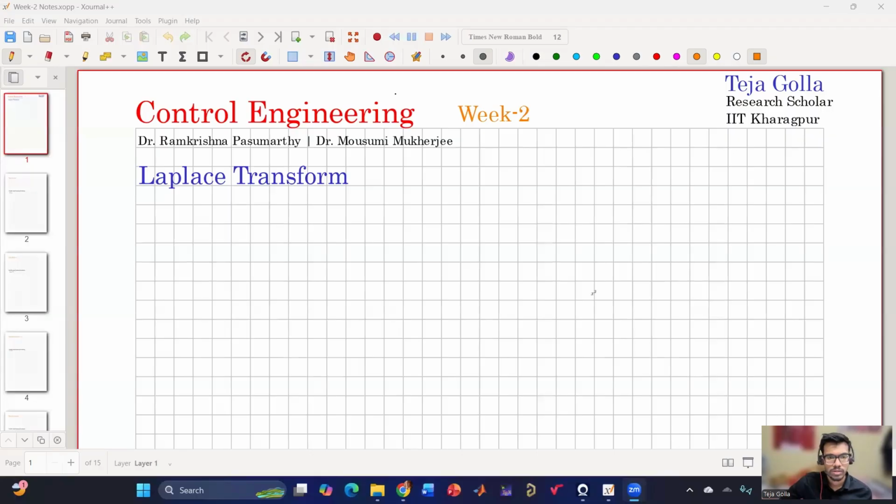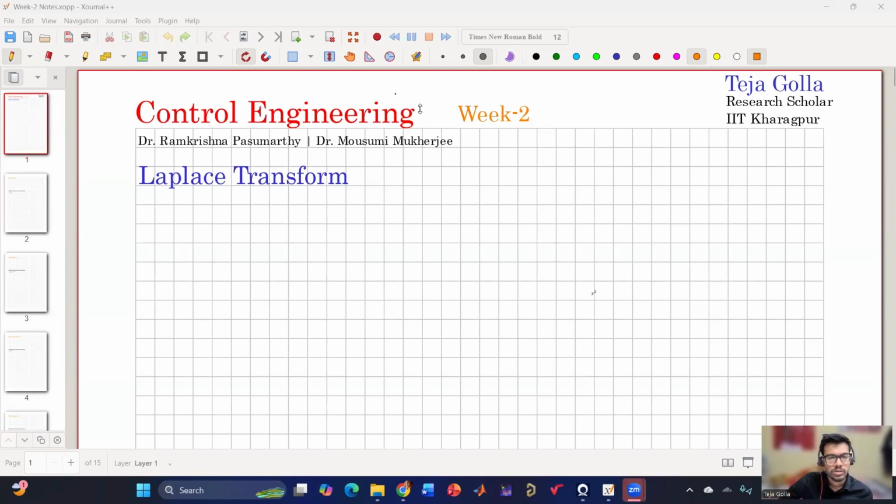Let me share my screen. Can you see my screen? Hello. Can anyone please confirm if you can see my screen? Niladri, Saurabh, are you there? Yes. Okay. Good evening, Saurabh.